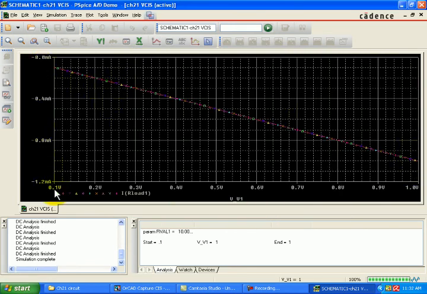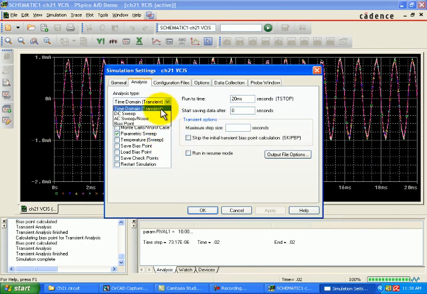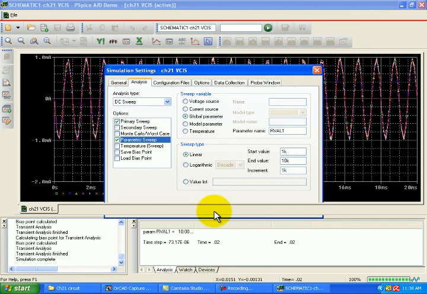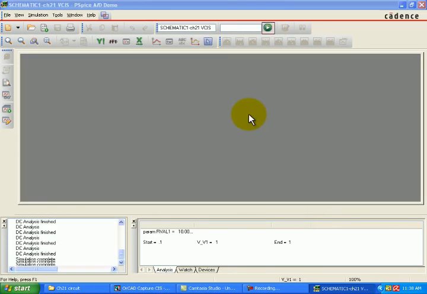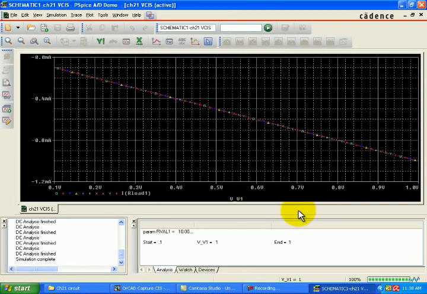That's all we got. Now divide this one by V input. This will give the transfer function. That's our transfer function curve. It's called the transconductance curve.